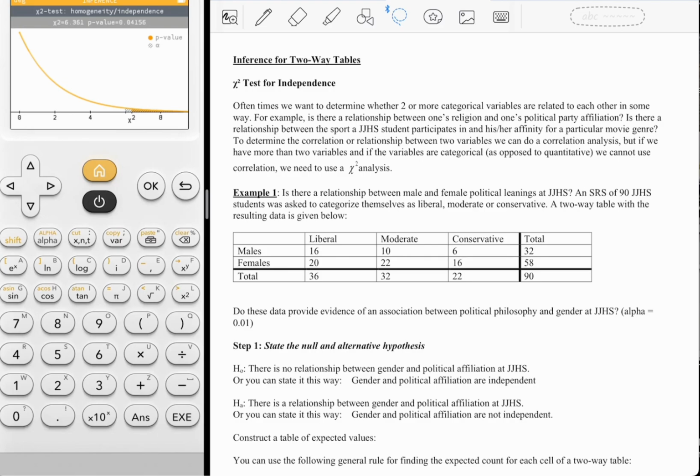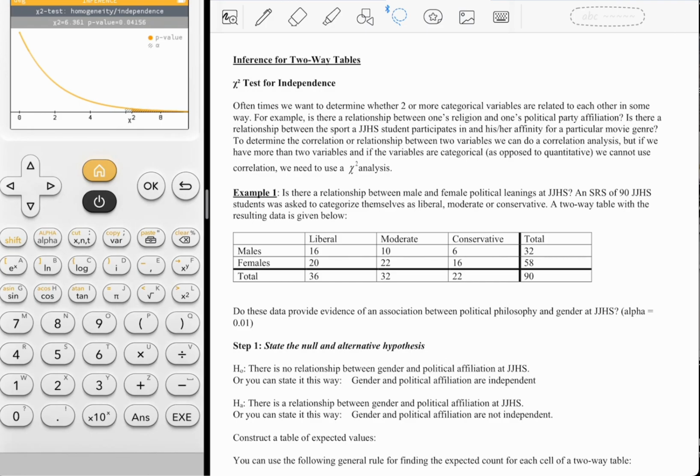At two-way tables, it's a chi-square inference test, and what we're looking for is independence. Well, for either of the chi-square tests, it's independence, homogeneity, and goodness of fit. Typically, for a chi-square two-way test, we're looking for independence. We're looking to see if two variables are related to each other in some way.